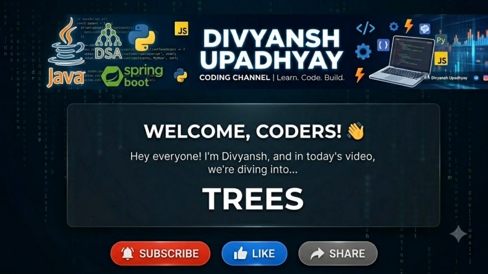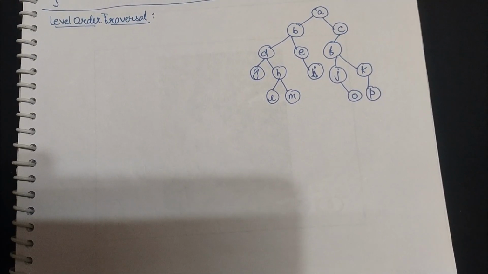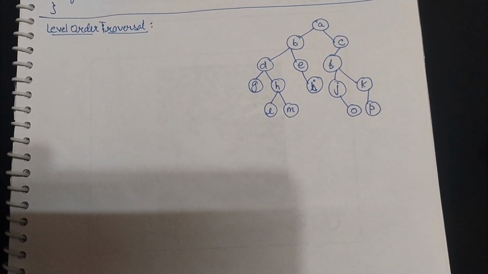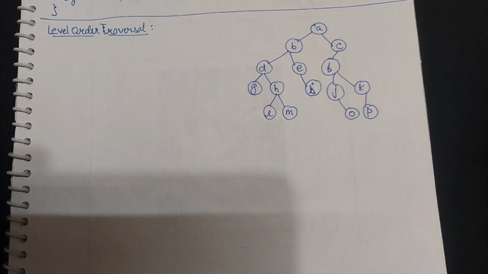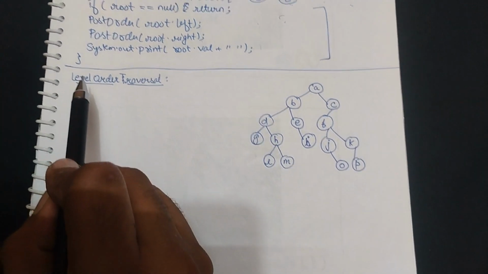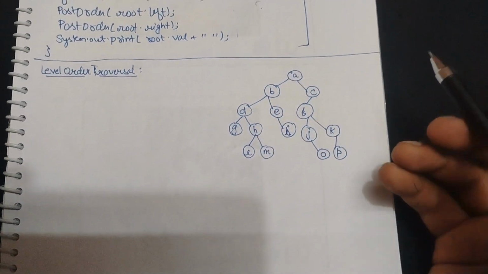So in the last video, we discussed the three traversals in binary tree, that is pre-order, in-order and post-order. And in this video, we will discuss the level-order traversal, which is slightly different but important as well. So likewise, the name says level order, that is we will traverse level by level.